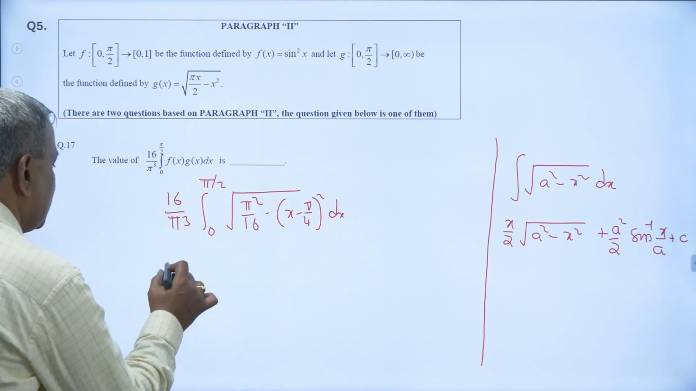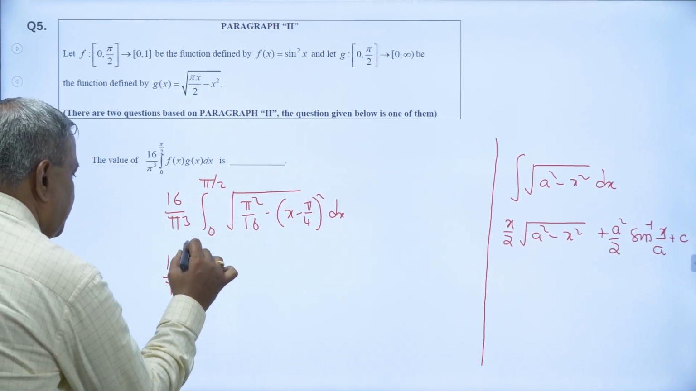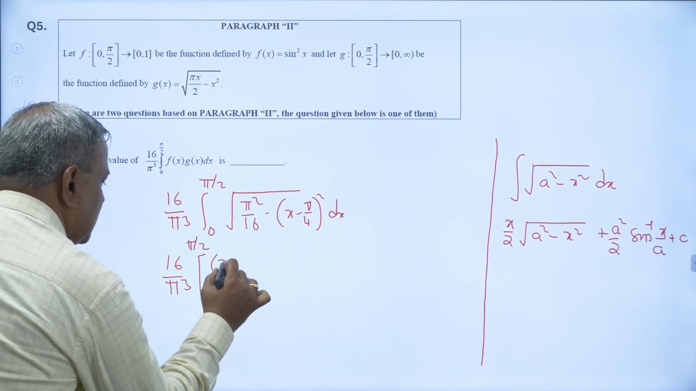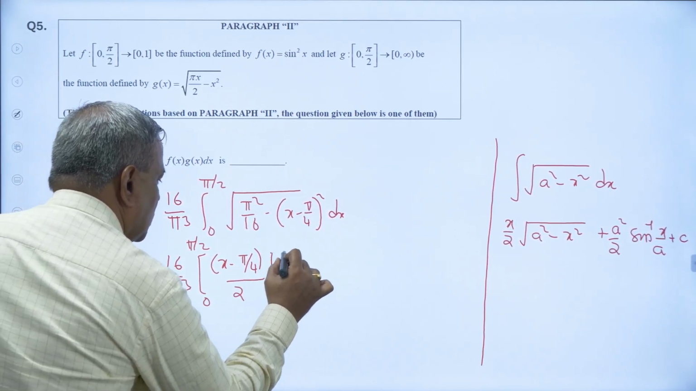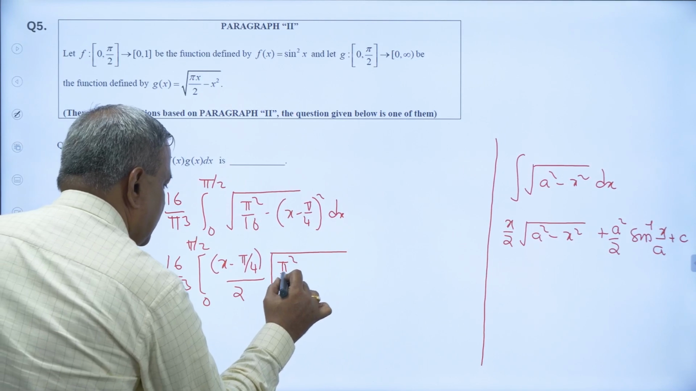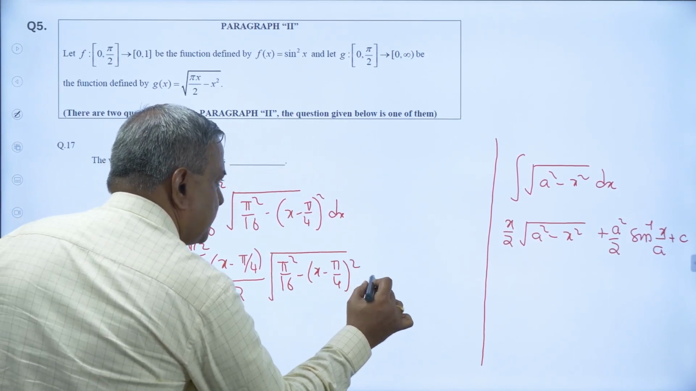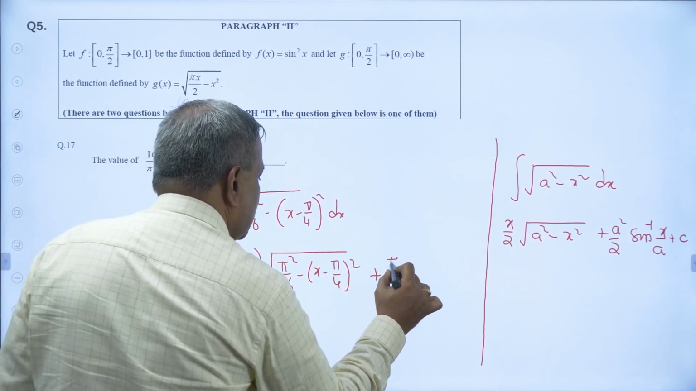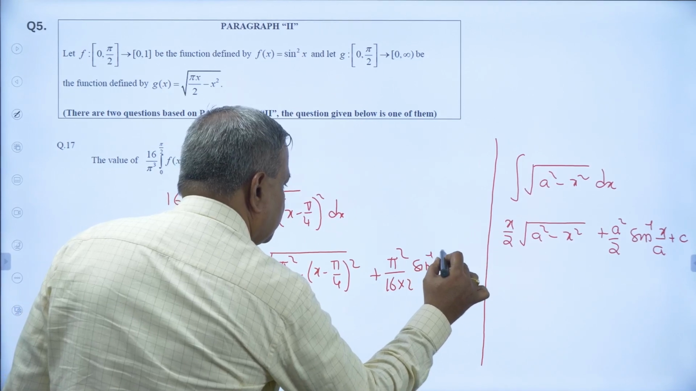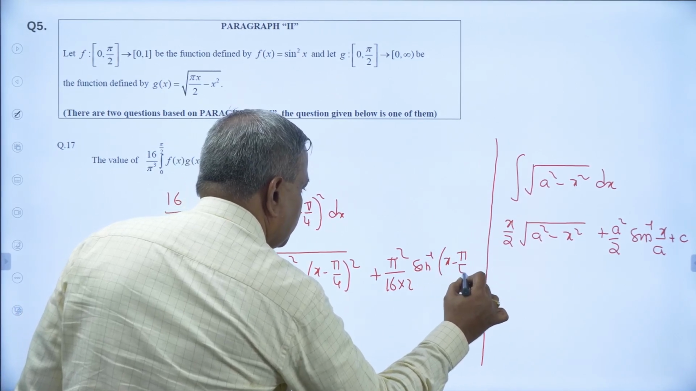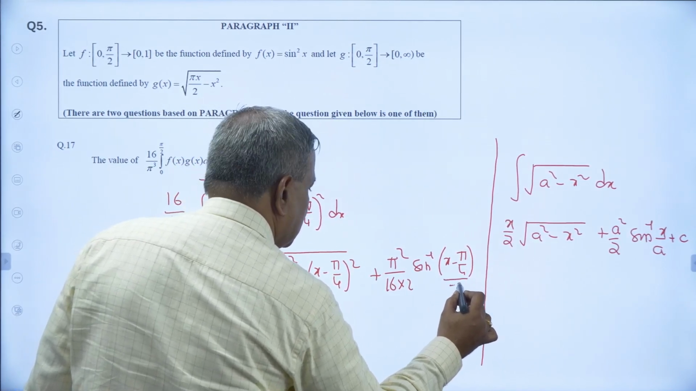Okay, so this becomes how much? 16 by pi cube, integral 0 to pi by 2, x by 2 means x minus pi by 4 by 2 into under root of the same thing, pi square by 16 minus x minus pi by 4 whole square, plus a square by 2, means pi square by 16 into 2, sine inverse x minus pi by 4 by a. What is the value of a? A is nothing but pi by 4.